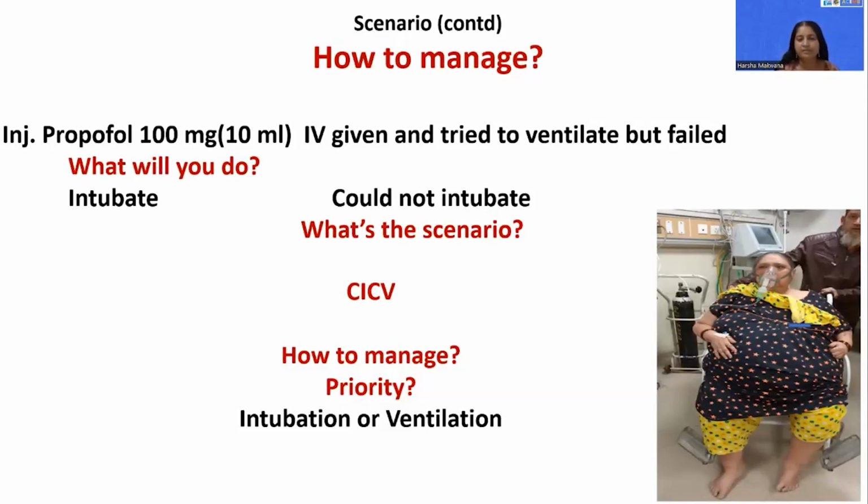Intubate. Okay, then he tried to do laryngoscopy, but he was not able to see anything on laryngoscopy. He also tried 2-3 times, and made some other efforts also, but he could not intubate. So what's the scenario? CICV. So how to manage? What is our priority? Intubation or ventilation?